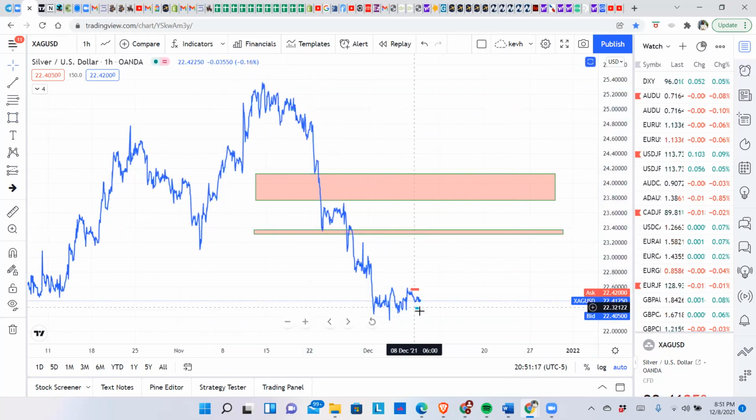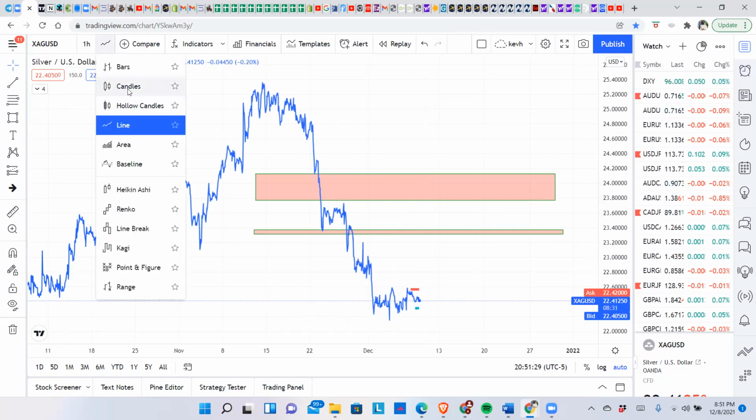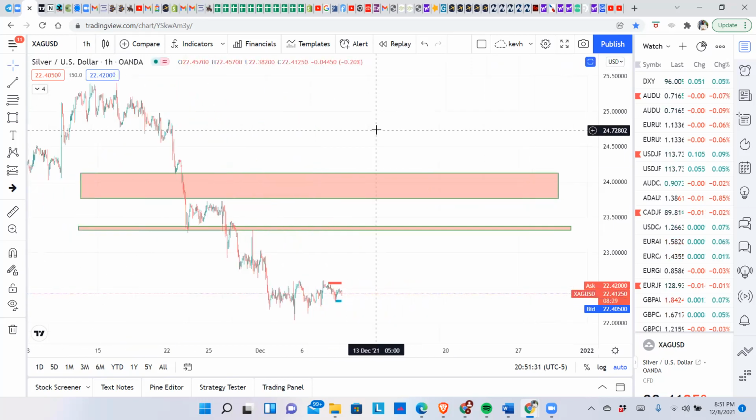Right. So I am expecting the market to push up. This is on the 1 hour. So this is going to be more of a long-term trade because silver moves very slowly, right? It moves very slowly. It has like no rush at all.